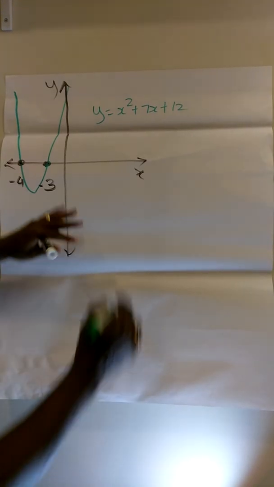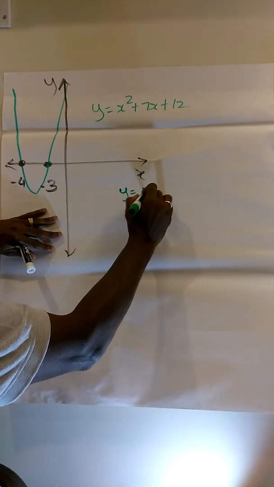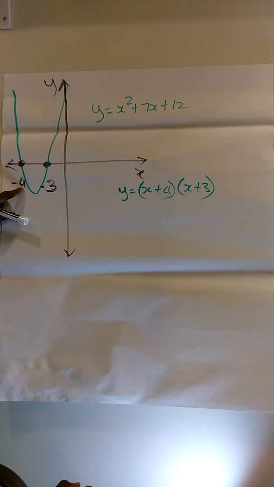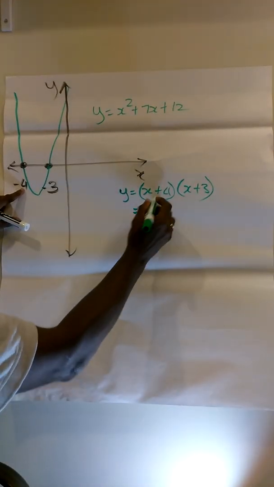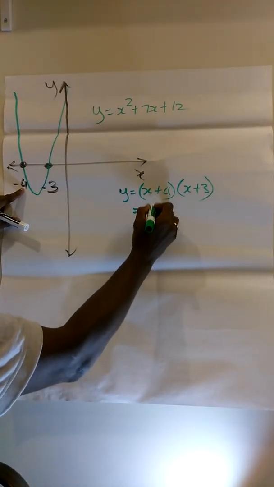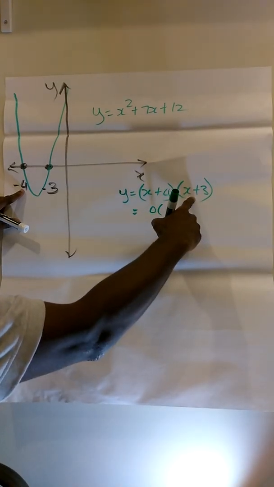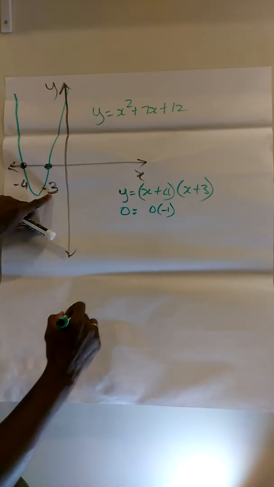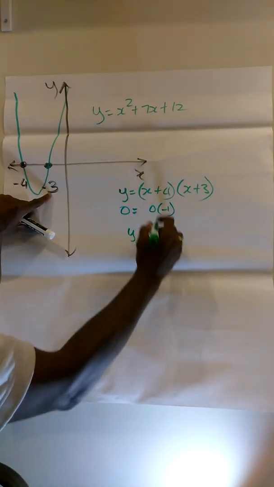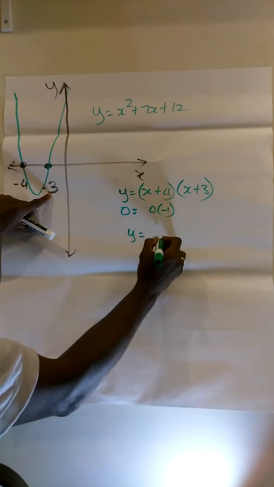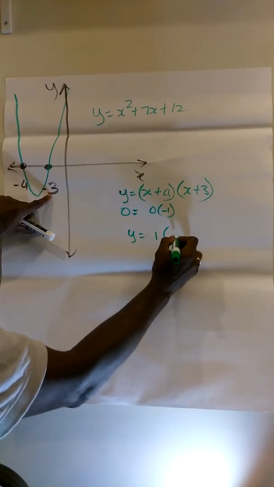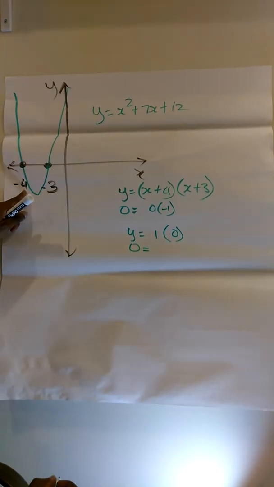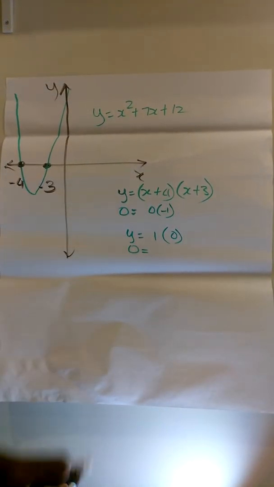What that means is, if I have y equals x plus 4 times x plus 3, and I plug in negative 4 in the equation, that would be 0 times negative 4 plus 3, which is negative 1, and that gives me 0. Or if I plug in x equals negative 3, that would mean I have negative 3 plus 4, which is 1, times 0, and that would also equal 0. So these are the two numbers that when you plug them into the original equation give you a y value of 0.